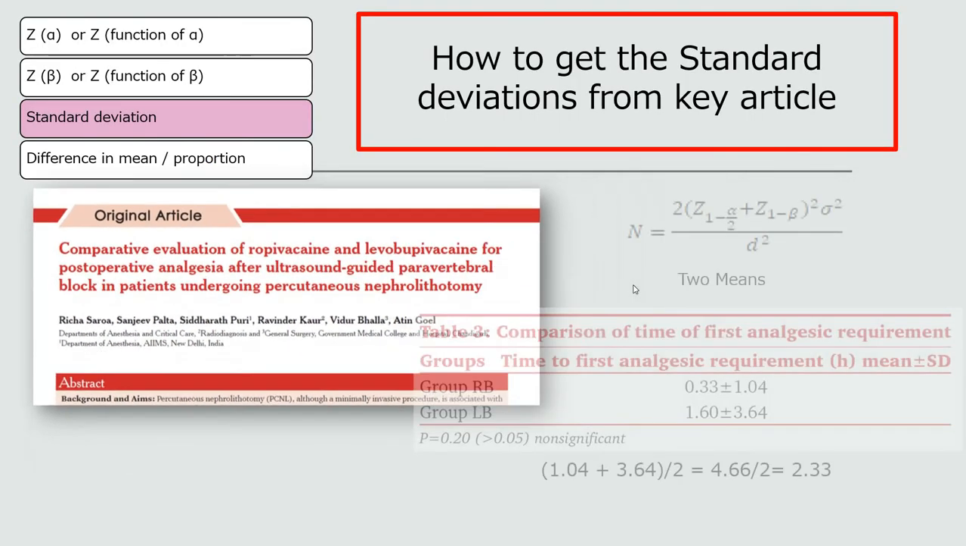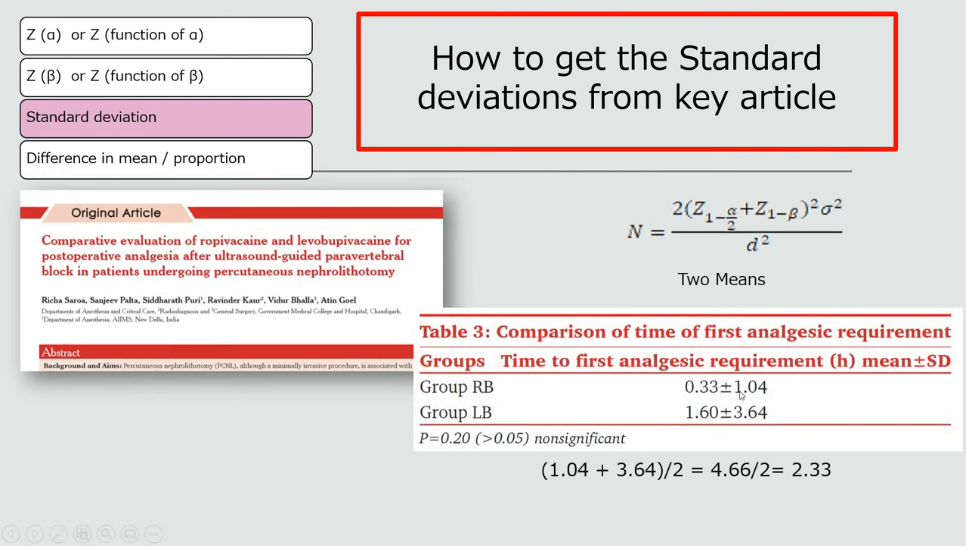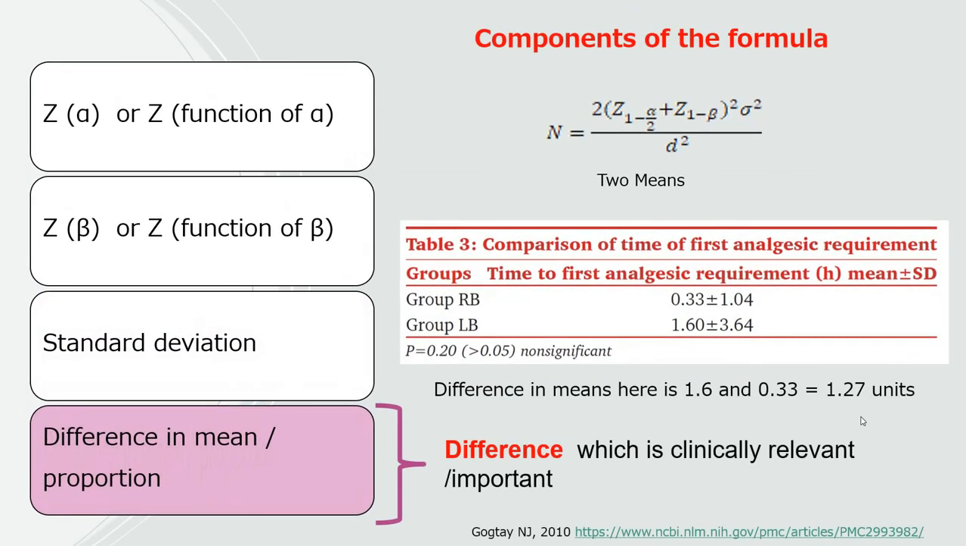Now if you look at these tables closely, you will realize that the standard deviations are 1.04 and 3.64 respectively. If you add them up and divide by 2, that is if you average it, you will get a standard deviation average, that is sigma, of 2.33. Once you get 2.33, you see that the difference between the two means, that is 1.6 minus 0.33, is 1.27 units. Now, does that mean this is the D value that is there in the denominator?